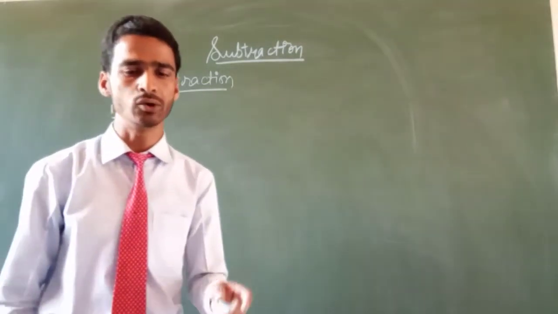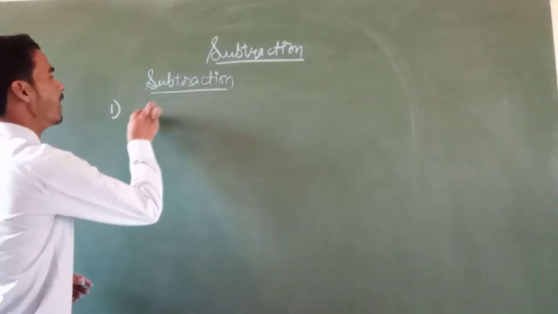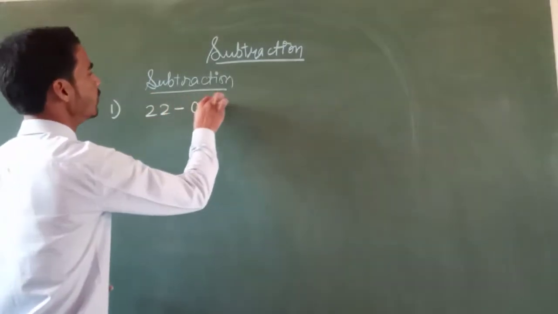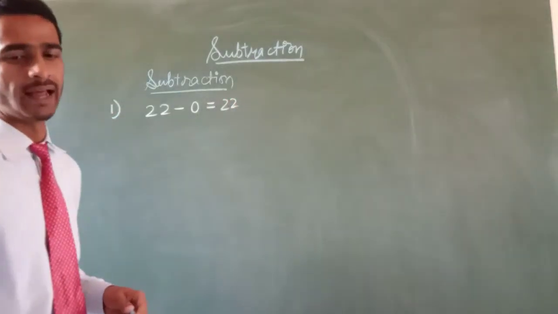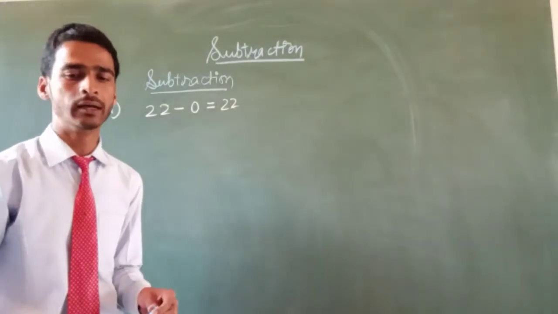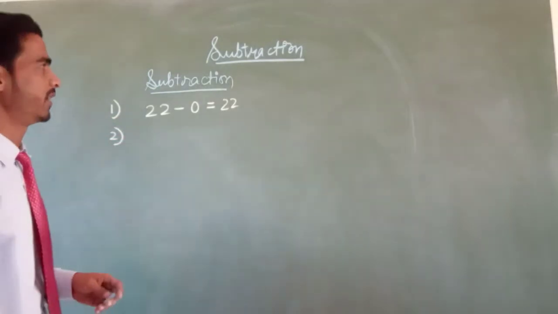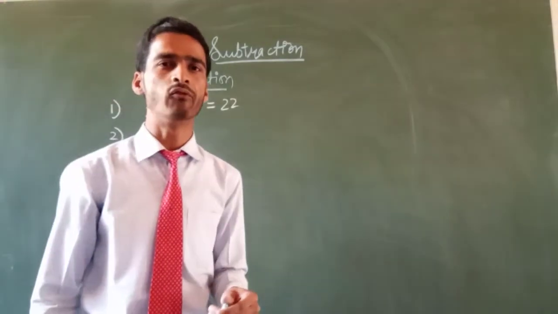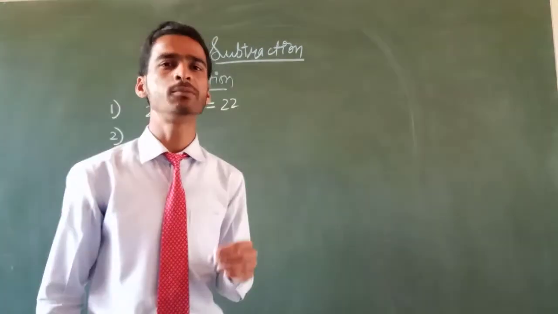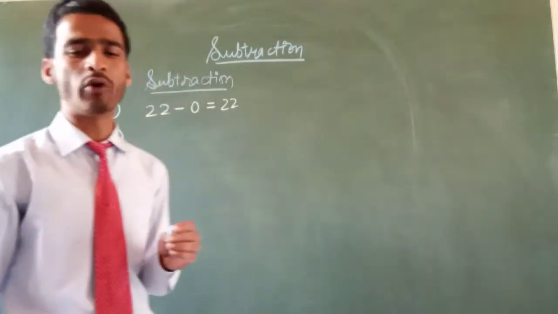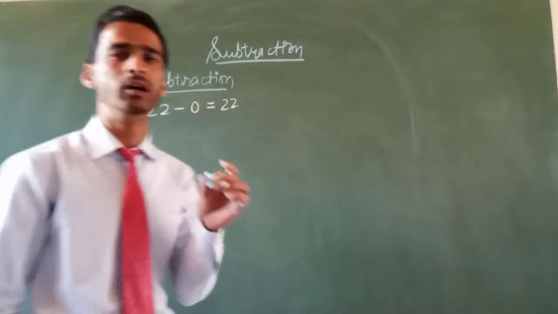When 0 is subtracted from a number, the difference is the number itself. As like when we subtract 0 from 22, that will be 22. So you can say that when 0 is subtracted from a number, the difference is the number itself. Next, the second property of subtraction: when 1 is subtracted from a number, the difference is the number before, that means the predecessor.